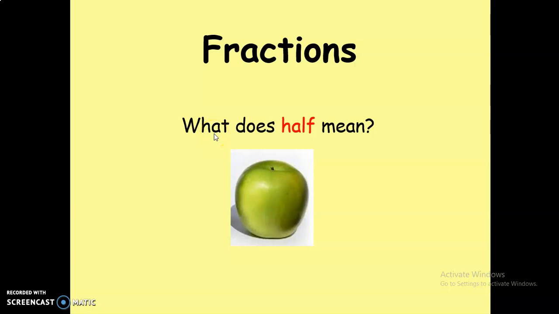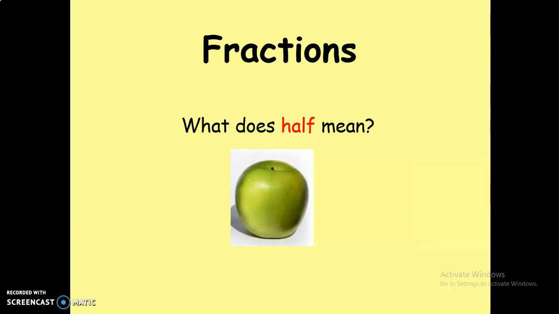Hi boys and girls, so today we are going to look at fractions and we are going to start by asking ourselves what is a fraction. So what you have to understand is a fraction is part of a whole or part of a group.